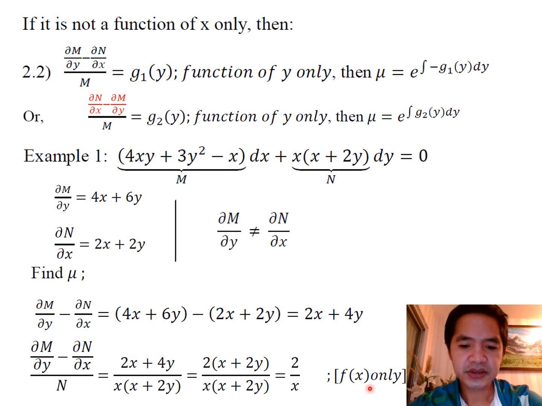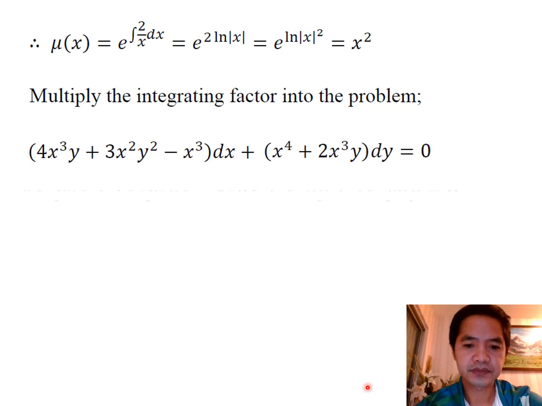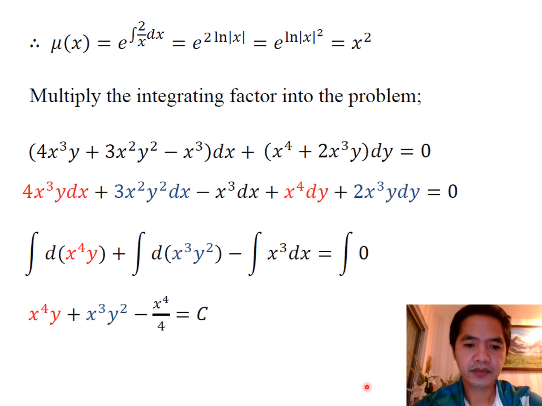Okay, so now we have to find the integrating factor. The integrating factor is going to be e to the integral of the function of x, which is 2 over x dx. You do the integration, here you get ln x, and with the 2, e to the 2 ln x, so it's going to be e to the ln x squared. If you cross it out, we get x squared. So x squared is the integrating factor.